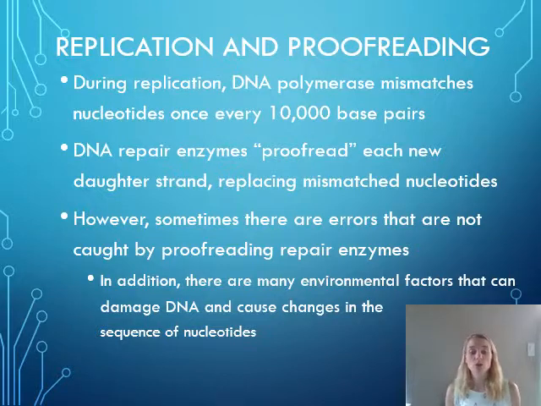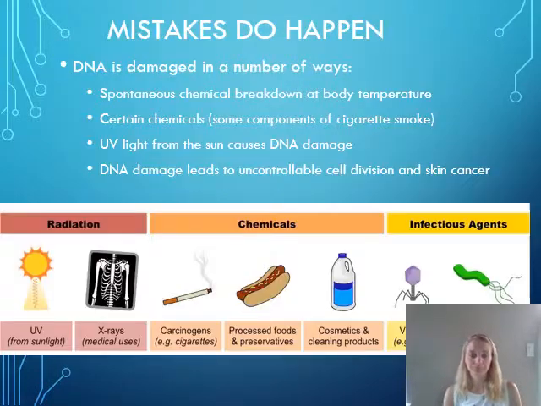But you could expose yourself to things in the environment that increase the likelihood that mistakes might happen. Some of those could be radiation, like UV light comes in and that could damage your DNA, increasing the likelihood of mutations, a mutation being the wrong base put into the molecule. X-rays too, too much exposure to X-rays or gamma rays, those high energy wavelengths can affect your DNA and cause mutations.